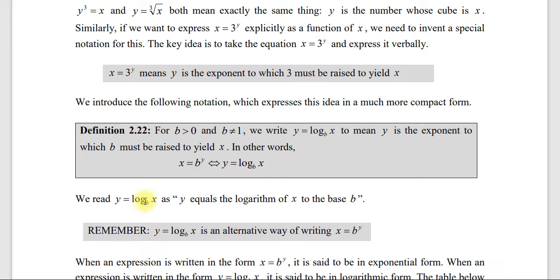We read y which is equal to log x in base b as y which is equal to log of x to the base b, or log x in base b. Remember, y which is equal to log x in base b is an alternative way of writing x which is equal to b the power of y.